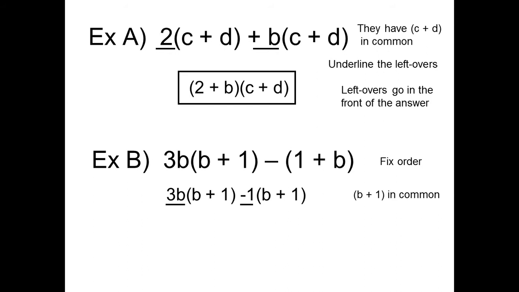And again, it's really quick. I just go ahead and make my answer. 3B minus 1 goes in front. That's what I like doing. That's in parentheses. And then since they have B plus 1 in common, I just need to write it one time.